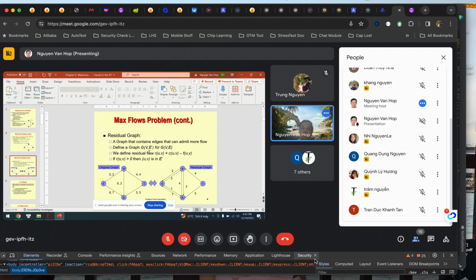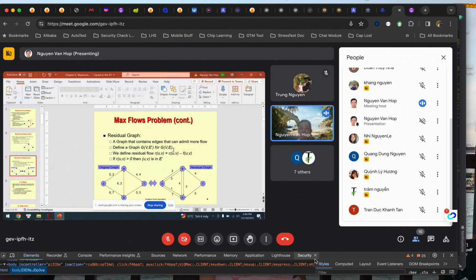Solve the problem. Another concept for the network is the residual graph. Residual means the remaining amount, okay? And the residual graph is for the edges that can admit more flow. It means that the arc has some remaining capacity, and we can send more flow on that.